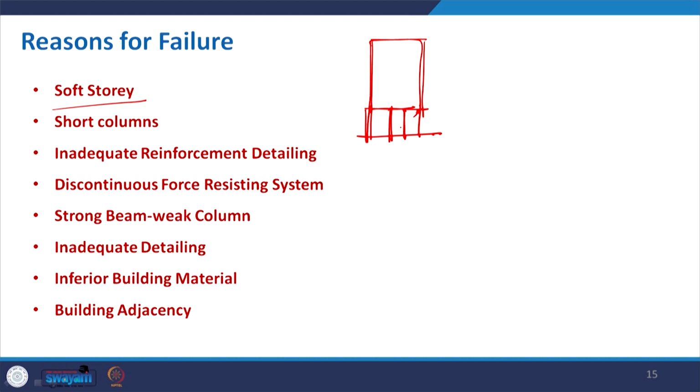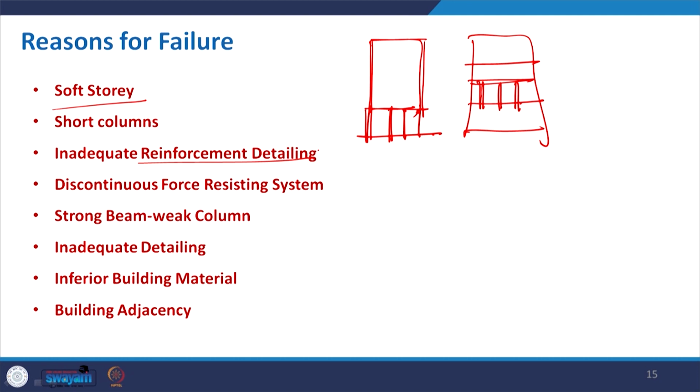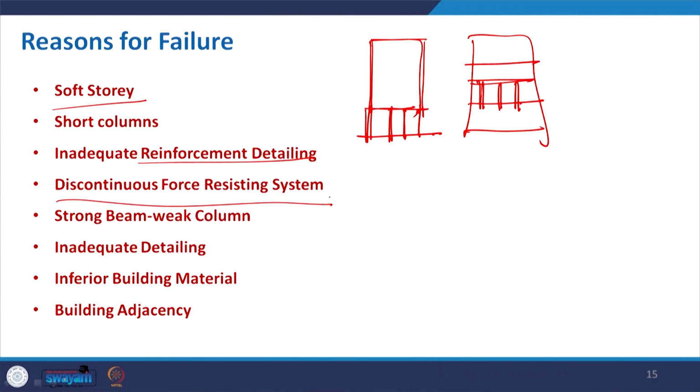Short column: sometimes we may have a building where you have the mass at the bottom and above, and then maybe a small area where we just use some short columns. And then inadequate reinforcement detailing is one of the reasons, where sometimes, in order to minimize the cost, we use less reinforcement, and that leads to damage during the earthquake. Then discontinuous force resisting system: sometimes some portion we make strong, but that should act comprehensively, and if it is discontinuous, that may develop some unnatural behavior during the earthquake and may collapse.